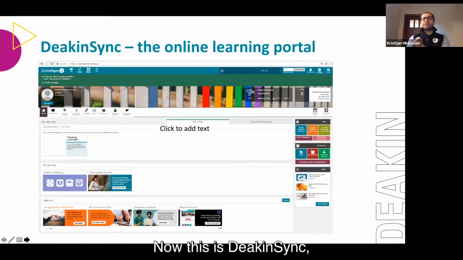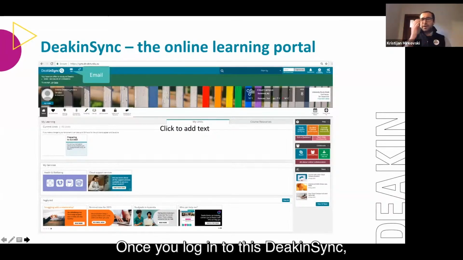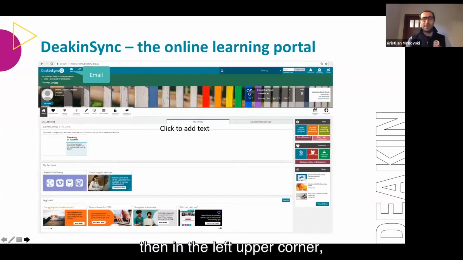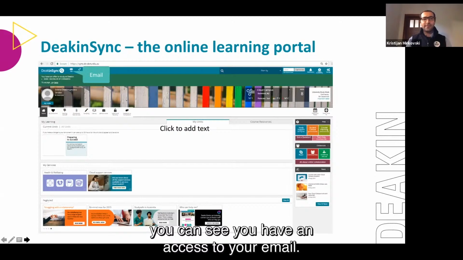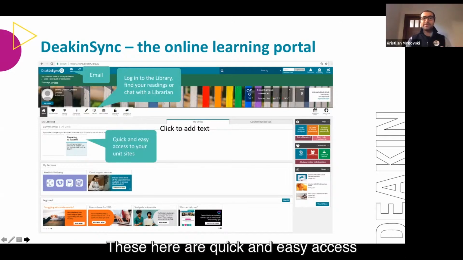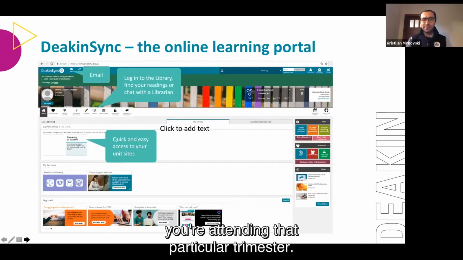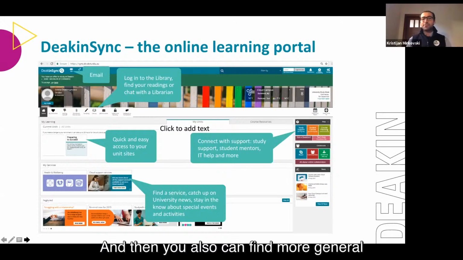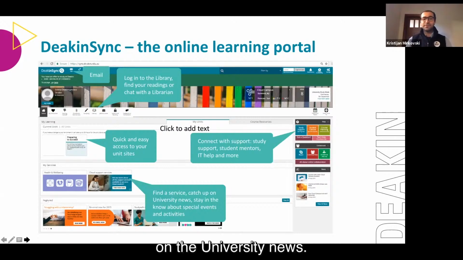Now, this is Deakin Sync, the online learning portal. This is a snapshot of it. Once you log in to Deakin Sync, which all students have access to, you can see in the upper left corner that you have access to your email. Then you also have access to the library. There is quick and easy access to all of your units, which are the units that you're attending in that particular trimester. On the right side, you have other services such as study support, student mentors, IT help, and other things. And then in the lower part, the My Services section provides a lot of updates on university news.